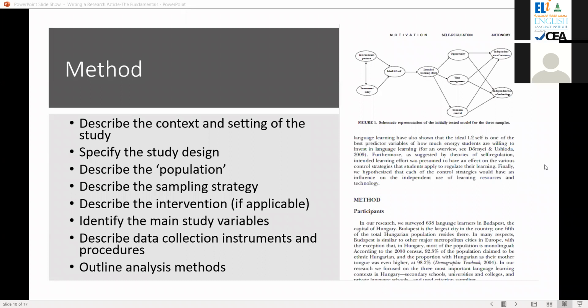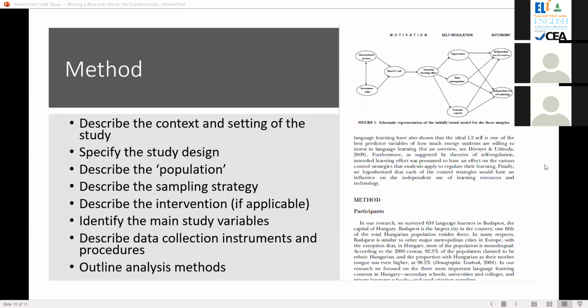You have to describe the protocol or procedure for collecting data, how it was carried out. You also have to describe the different instruments and why you chose them. There has to be a justification for your choices, the reasons why you present it in that way, again to communicate the validity of your study to the audience. So you describe the data collection instrument, the procedures involved, and the analysis methods.